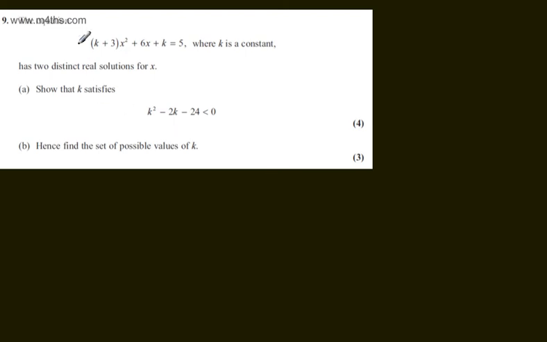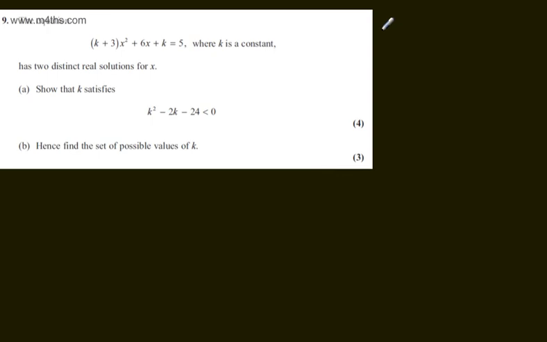This is question number 9. We're told the equation for quantity k plus 3 x squared plus 6x plus k equals 5, where k is a constant, has two distinct real solutions for x. In part A, we need to show that k satisfies k squared minus 2k minus 24 is less than 0. This question carries 4 marks.